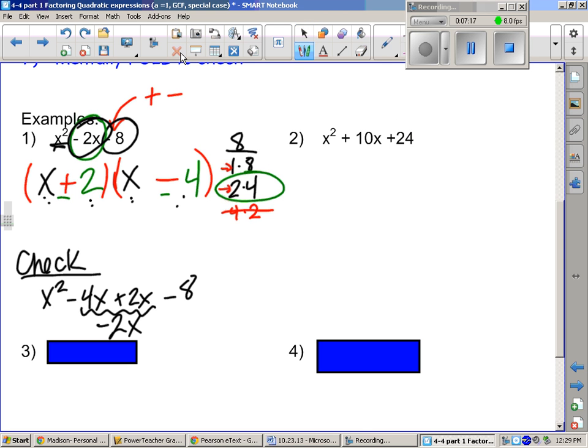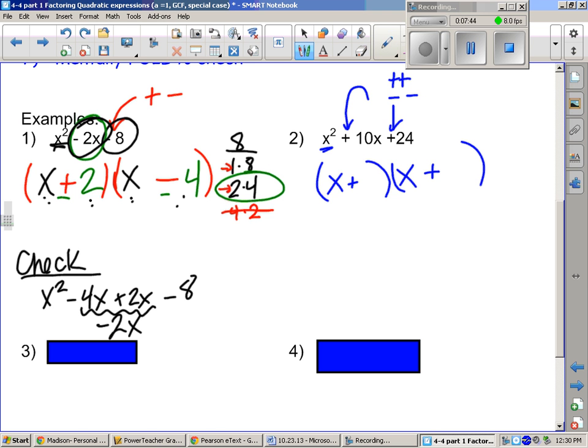Okay, no GCF. We're ready to draw the parentheses. This time you're going to look at your C, and I see that the C is a positive. So when you have that, your options are a positive times a positive or a negative times a negative. And the way that we're going to decide is by looking back at the B term. That's plus, so it's got to be a plus and a plus. All right, then again, x squared, the only way for us to get that is x and x.